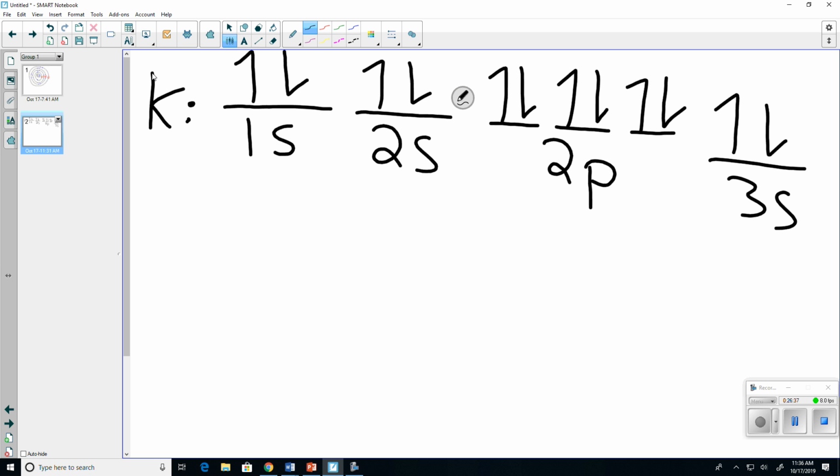Now, ladies and gentlemen, I'm starting to run out of space, so I'm going to continue down below. If you still have space on the right-hand side, feel free to continue writing there. I'm not trying to say this is how you do it; this is more of, I ran out of space. After 3s should come 3p. And there are 3 suborbitals in the 3p.